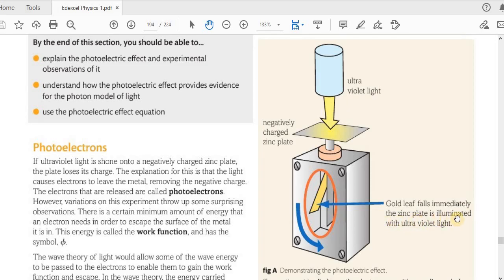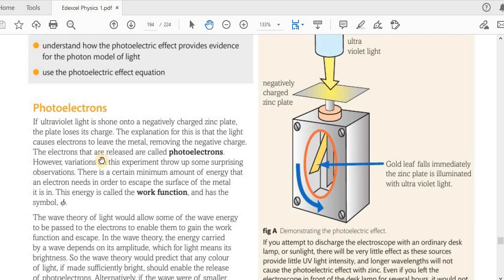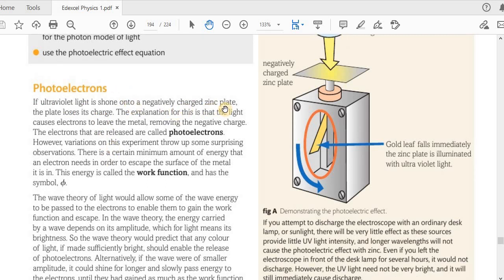The zinc plate is illuminated with ultraviolet light. Negatively charged zinc plate. See, this arrow indicates that the gold leaf is moving this way. Ultraviolet light source. If ultraviolet is shone onto a negatively charged zinc plate, the plate loses its charge. The explanation for this is that light causes electrons to leave the metal, removing the negative charge.